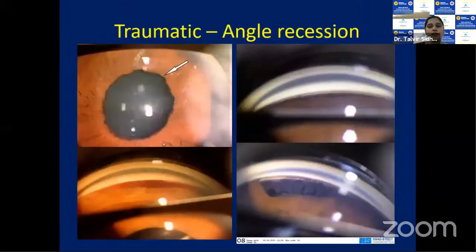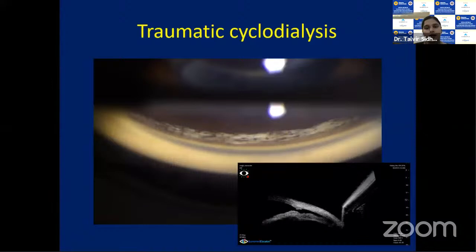Angle recession happens in traumatic glaucoma, which is widening of the ciliary body band. This is very important to recognize because more than 180 degrees of angle recession might be associated with the formation of secondary glaucoma due to trauma. And if there is a complete separation of the ciliary body from the sclera, that is cyclodialysis, which can be seen as white sclera being visible beyond the angle.